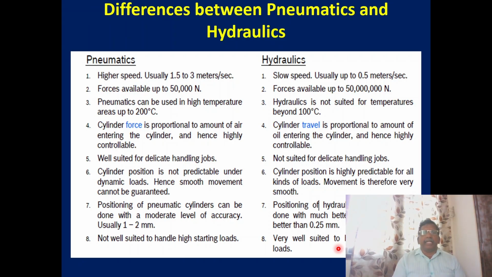These are the differences between pneumatics and hydraulics. In pneumatics, the speed is higher, especially 1.5 to 3 meters per second, while in hydraulics it is only 0.5 meter per second. Force available is up to 50,000 Newton in pneumatics, while here it is 5 crore Newton. So if you want high power, meaning high force, you can go for a hydraulic system. In high temperature areas, up to 200 degrees centigrade, we can make use of pneumatics, but hydraulics is not suitable for temperatures beyond 100 degrees centigrade.